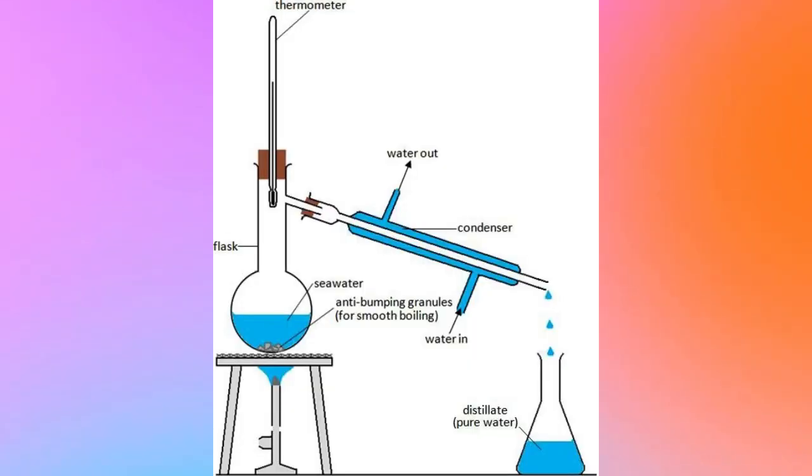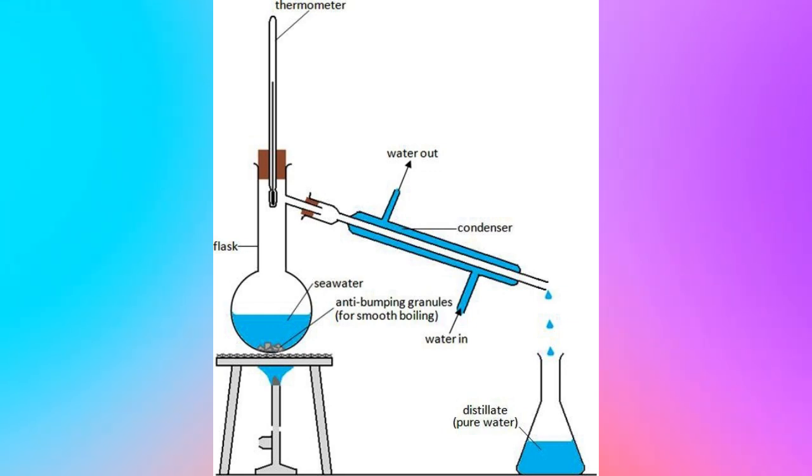So for simple distillation, a solution is heated and it boils to evaporate the solution. The vapour given off, so for example, if we heat water, we're going to give off water vapour. That vapour given off enters what we call a condenser. And this is simply an outer glass tube which has cold water flowing through it that acts as a cooling jacket around the inner glass tube.